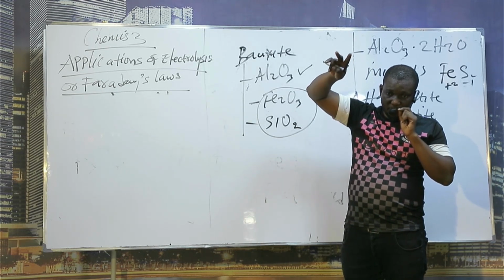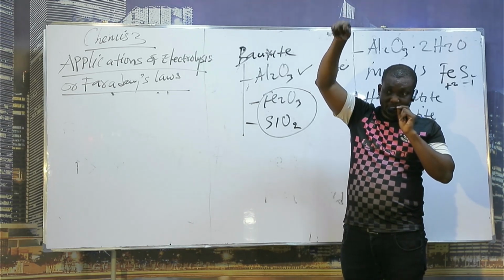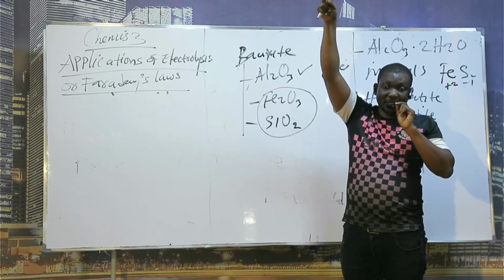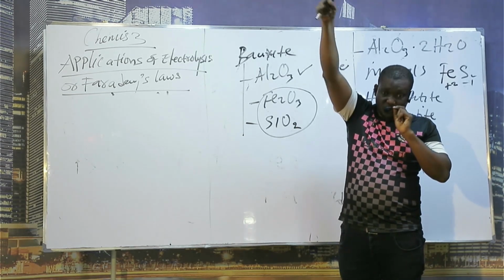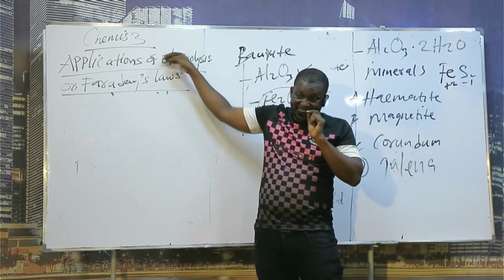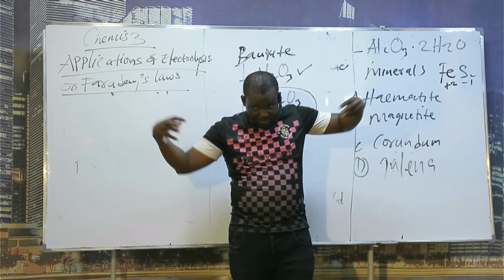What are the two things that will be involved? One, there will be cost of electricity. It will consume much electricity. Because in every electrolysis process, you use what? Electricity. Because you are using an electrolytic what? Cell. I think I told you.